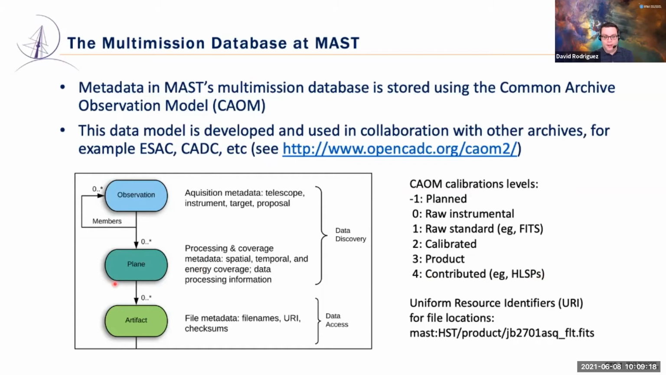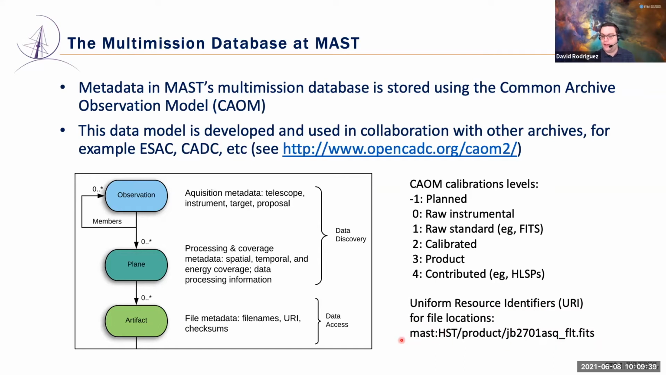For each plane, there can be any number of artifacts. An artifact is, again, one of these arbitrary terms, but it represents the file metadata. So what is the file name? What are the checksums for the files? The URI stands for Uniform Resource Identifier. It's basically something of this form.